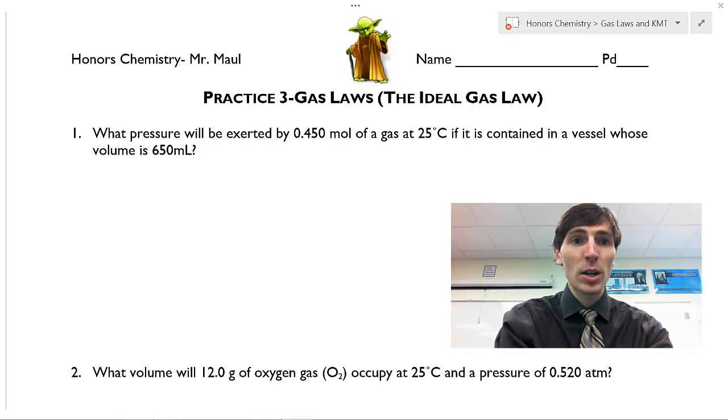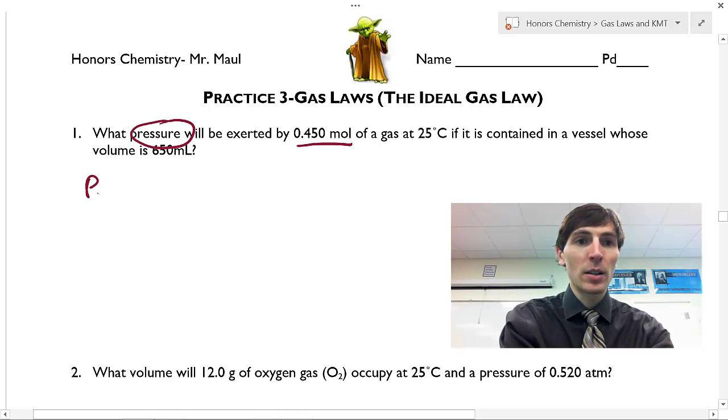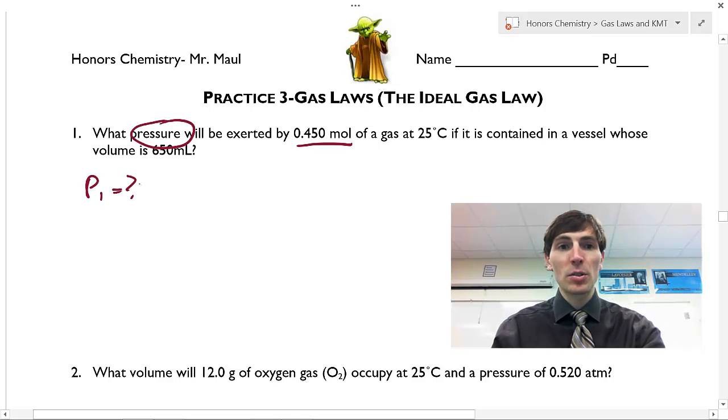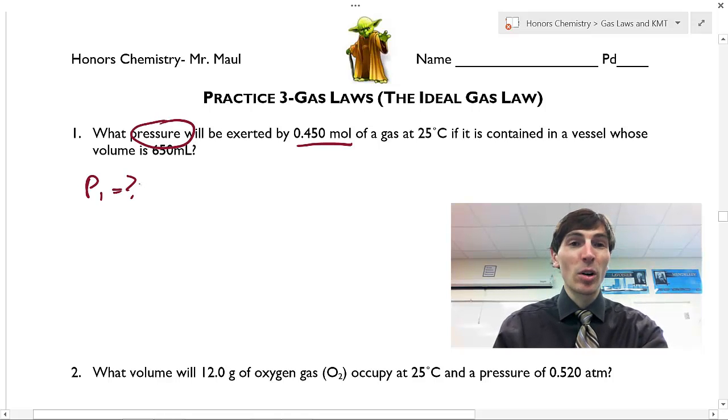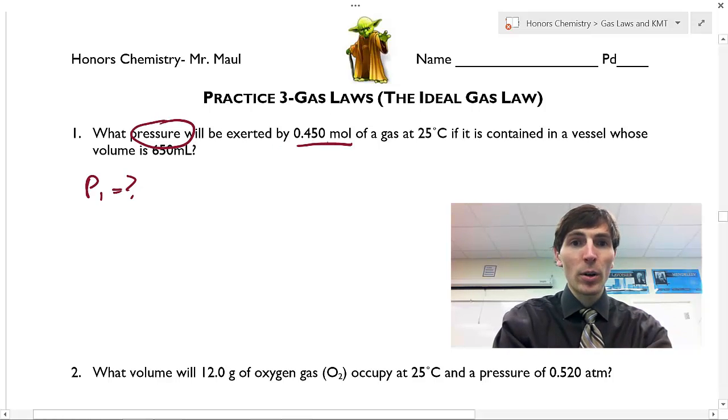And so I'm going to go ahead and look at this problem. It says, what will the pressure be? And so we're looking for pressure exerted by 0.45 moles of gas. I'm going to put my P. Now I can put P1 here if I want. I don't know yet if the pressure is changing or not, so I'm just going to put a P1. There may not be a second pressure. It may just be one set of conditions.